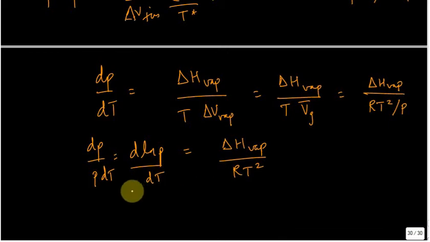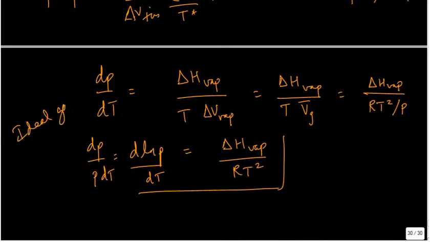So this particular equation has some assumptions over there, right? That the volume of liquid I have ignored. The other thing is that I have assumed it could be an ideal gas. So let me write that: ideal gas. This particular equation is known as the Clausius-Clapeyron equation. I'm sure you've heard of this one.